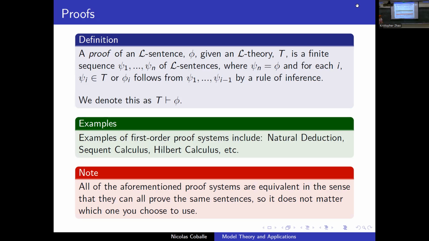What are rules of inference? Examples like: if you have phi and you have psi, then you can get phi and psi. Basic logic. Or if you have phi implies psi, and then you have phi, then we can deduce psi. This is modus ponens. So these are the rules of inference.